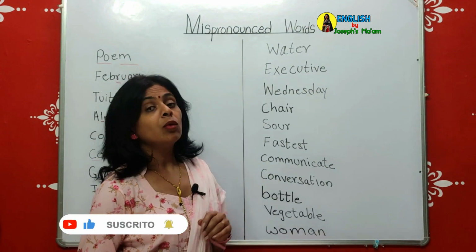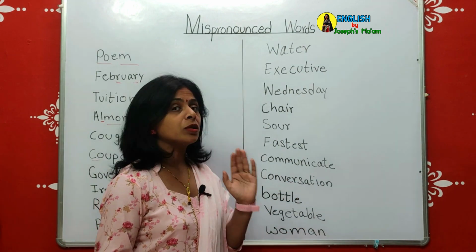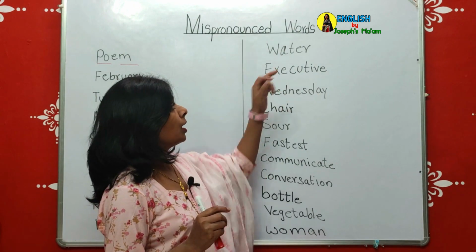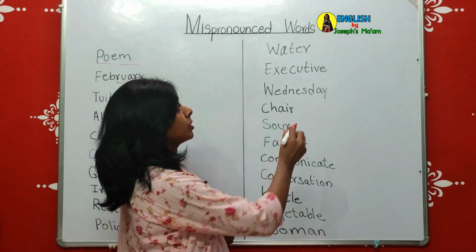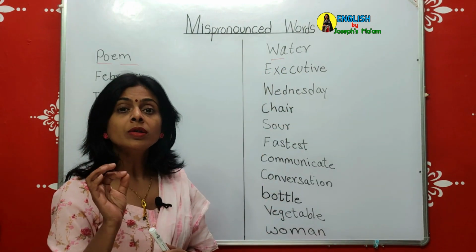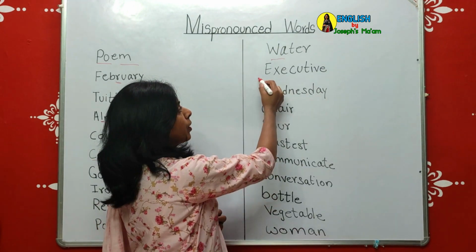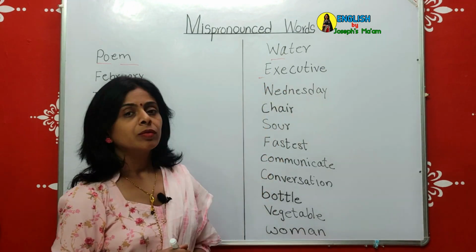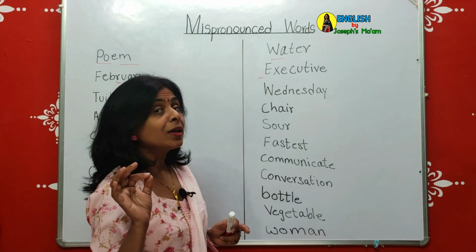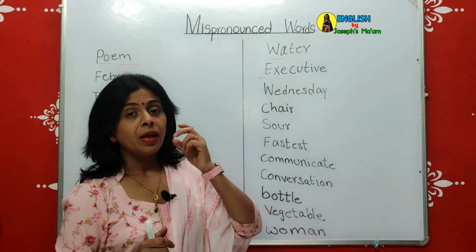Now next we come to the word which is very essential for our everyday life, that is water. Most of us say it the wrong way. You say T-E-R, it's water. Now this word is also very important: executive. The correct pronunciation is executive.